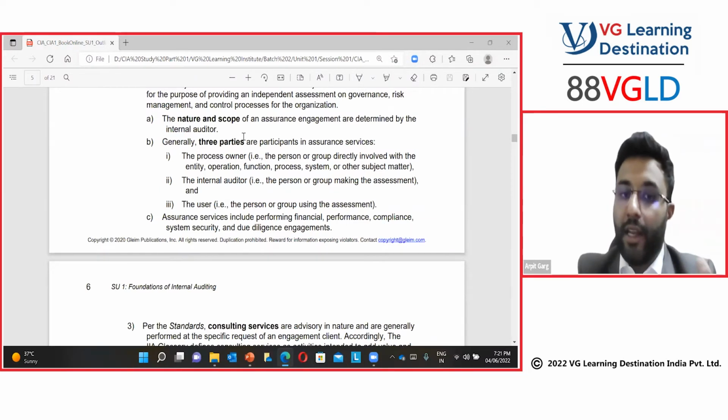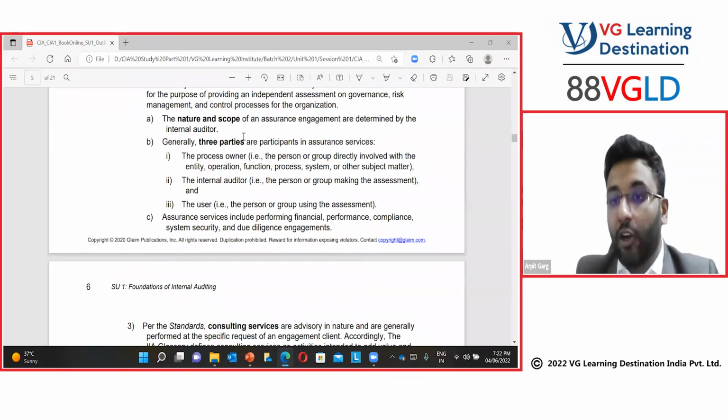But ultimately, from the examination point of view, the nature and scope of the engagement has to be determined by the internal auditor. And that's more important, because let's understand, if we are giving assurance on something, that is whatever is given in scope and out of scope.